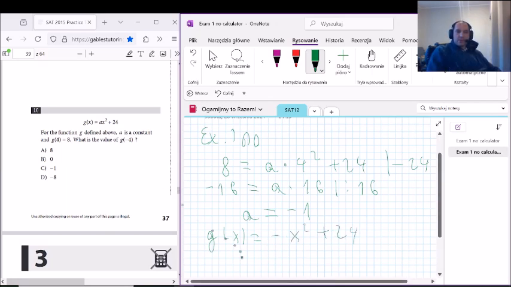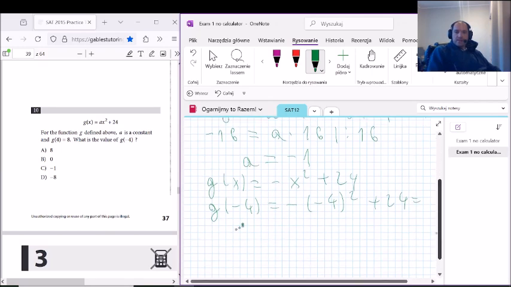Now if we want to calculate g of minus 4, we have to substitute minus 4 for x. So we write minus, then open the bracket, minus 4 squared plus 24. And what do we get? We get minus 4 squared equals 16. So we write minus 16 plus 24. And minus 16 plus 24 is 8. So this is answer A.